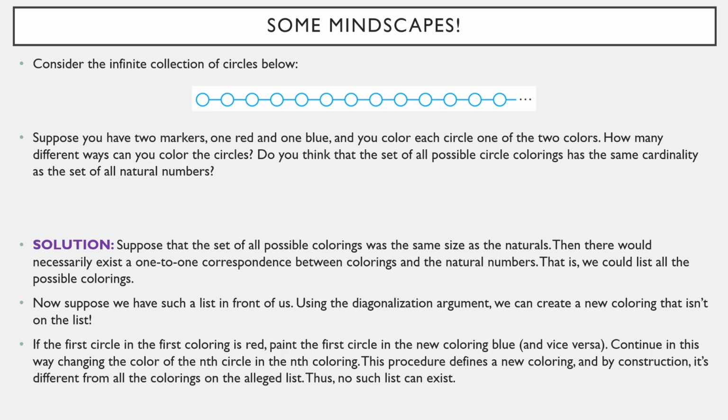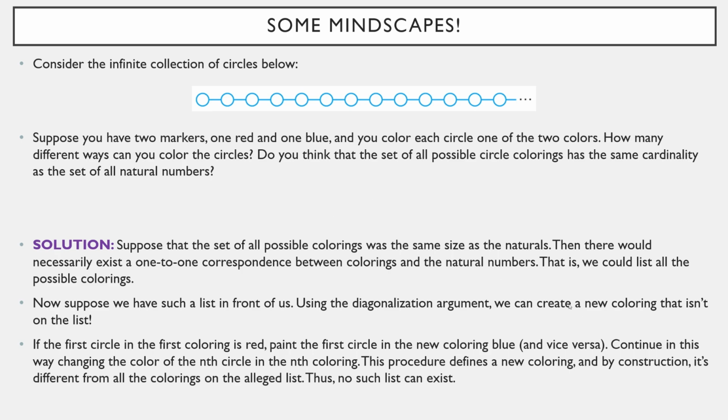So do you think that the set of all possible circle colorings has the same cardinality as the set of all natural numbers? Like I'm just coloring red, blue, red, blue, red, blue. Does it have the same cardinality as 1, 2, 3, 4, 5, 6 forever? Well, suppose that the set of all possible colorings was the same as the natural numbers. Then there would necessarily exist a one-to-one correspondence between the colorings and the natural numbers. That is, we could list all the possible colorings. Now, suppose you have that list in front of you.